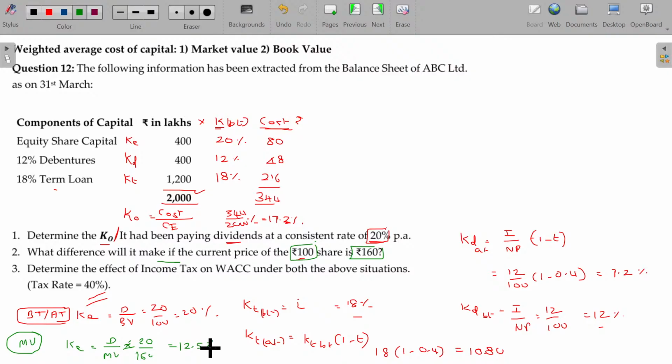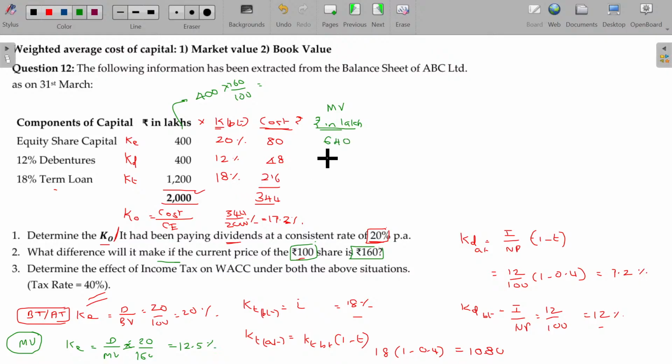12.5%. Now, rupees in lakhs. Under what method? Market value approach. A 100 rupees share traded at 160 in the market, then 400 could be traded at how much? 640 in the market. Am I right?